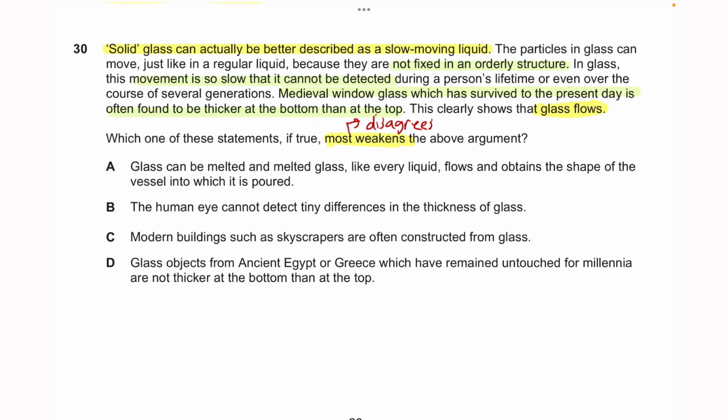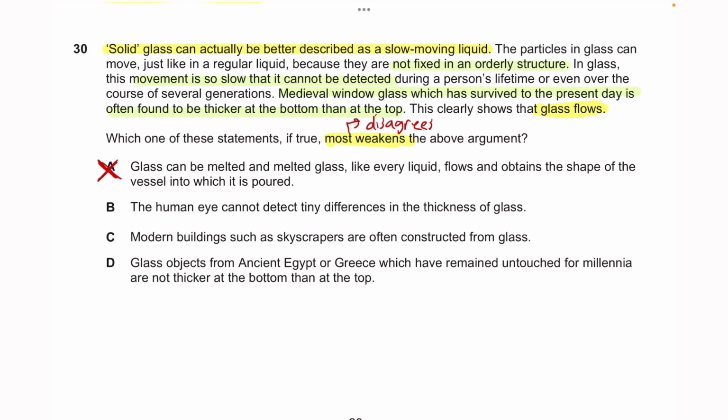Okay, so if we have a look at our options, we've got A: glass can be melted, and melted glass, like every liquid, flows and obtains the shape of the vessel into which it is poured. That's an extra fact, but is it disproving to us that glass flows? Because remember, we're trying to find a weakness that says no, glass does not flow. Glass is not a liquid. So A is not really helping with that.